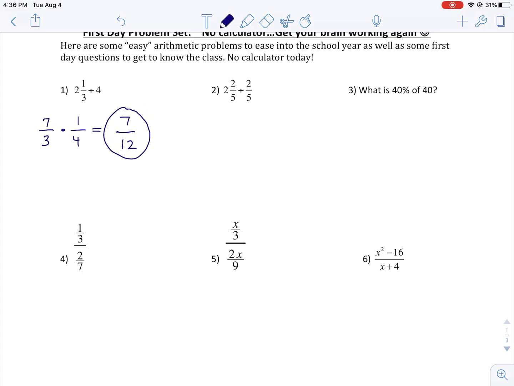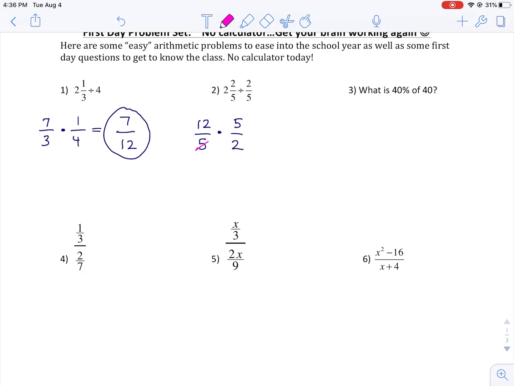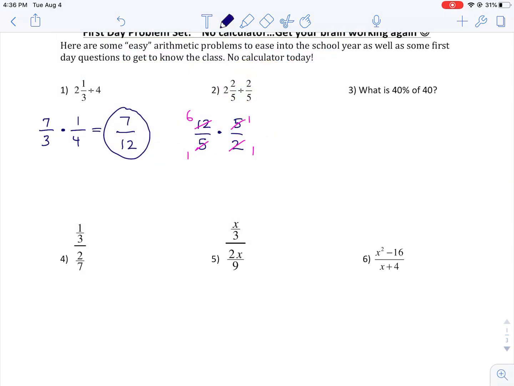Same thing here, 2 2/5. 5 2s are 10, add 2, that's 12/5. Divide means multiply by the reciprocal, so you flip that second number to 5/2. Hey, you get to cancel here, right? You can cancel numerator and denominator, and 2 goes into 12 6 times. Don't forget, when you cancel out, these really become 1s, right? They don't just go away. So if we multiply across the top, we get 6, 6 over 1. Don't leave it like that. That's just plain 6.